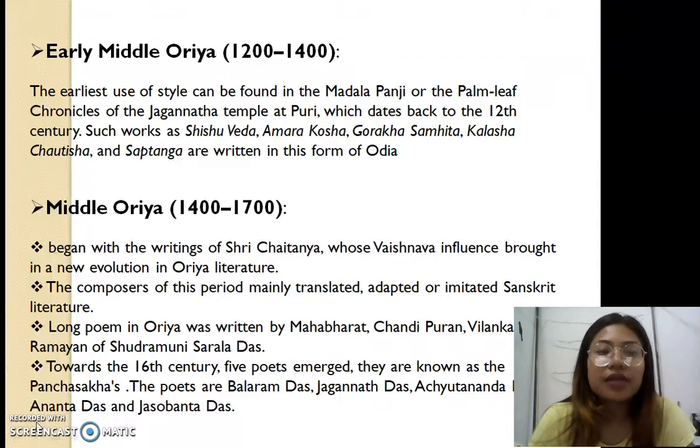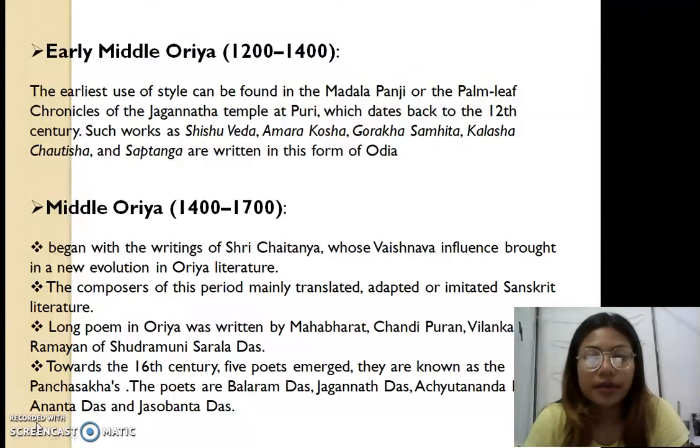It is followed by the Middle Oriya, which started from 1400 and continued to 1700. It began with the writings of Sri Chaitanya, whose Vaishnava influence brought a new evolution in Oriya literature. The composers of this period mainly translated, adapted, or imitated Sanskrit literature. Long poems in Oriya were written, such as the Mahabharat, Chandipuran, and Vilanka Ramayan of Shudramani Sarala Das. Towards the 16th century, five poets emerged, known as the Pancha Shakhas. The poets are Balaram Das, Jagannath Das, Achyutananda Das, Ananta Das, and Jasubanta Das.